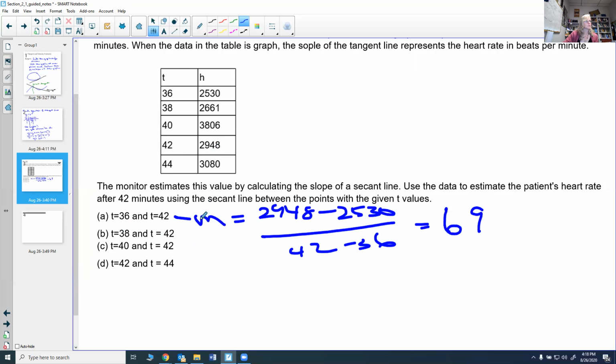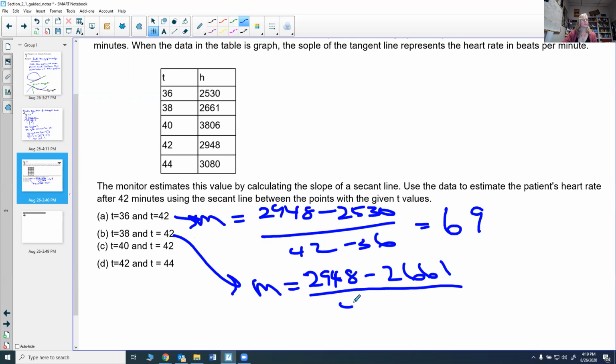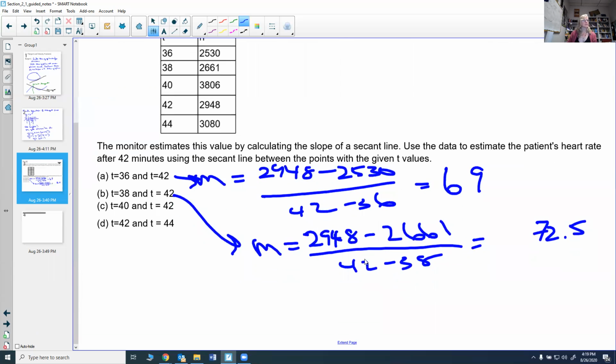So the next one would be the same thing. You'd find the slope at 38 and 42. So 42 was again 2948. And it doesn't matter what order you do these as long as the X and Y's are in the same order. And then 38 was 2661. And this time it would be over 42 minus 38. And that comes out to be approximately 72.5.